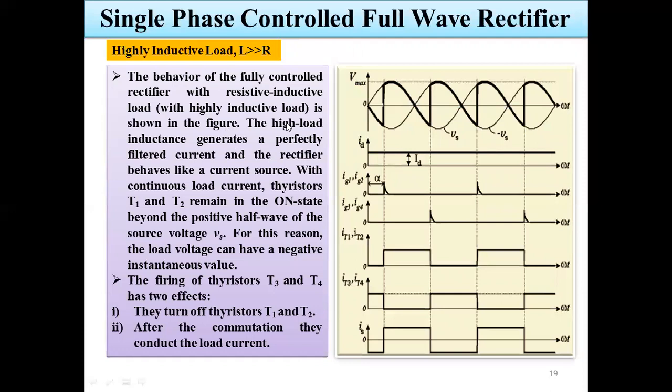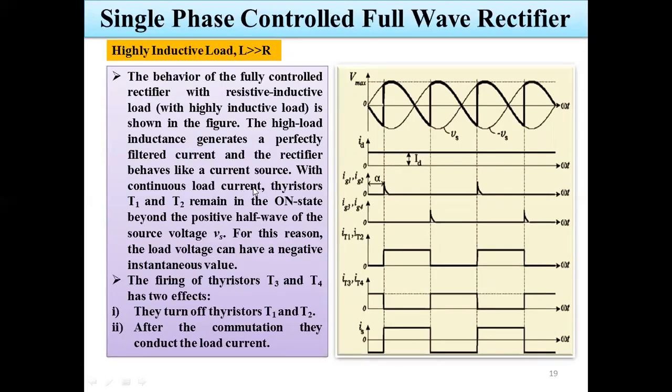And this is the single phase controlled full wave rectifier with a highly inductive load, where the inductance value is much more than the resistive load. Then how should the current waveform be, and how does the output voltage occur? Here, the fully controlled rectifier with a resistive inductive load that is highly inductive generates a perfectly filtered current, and the rectifier behaves like a current source, with continuous load current.